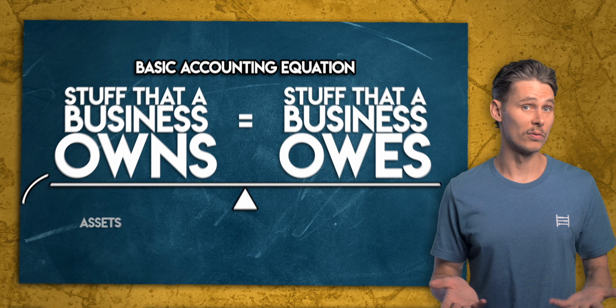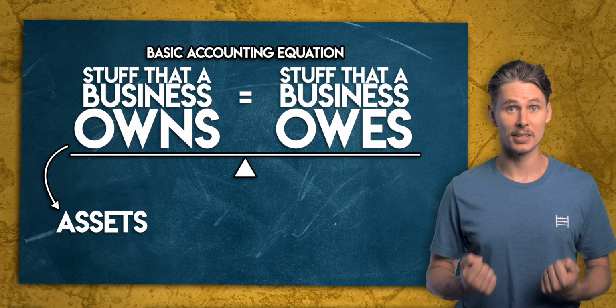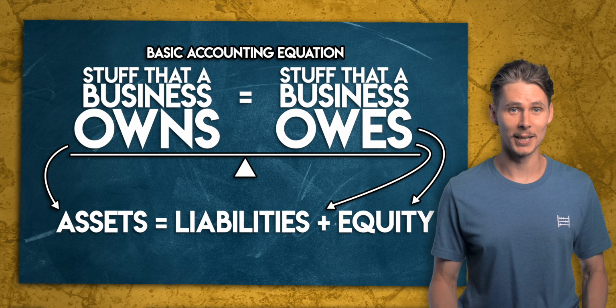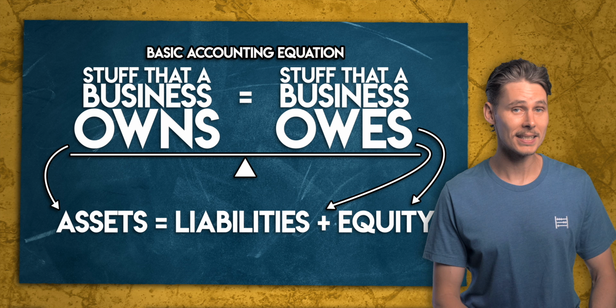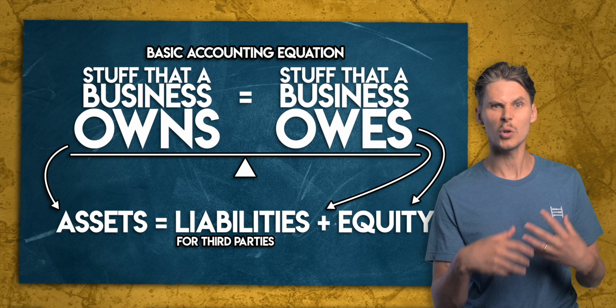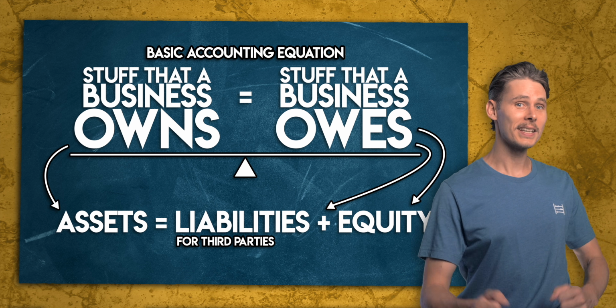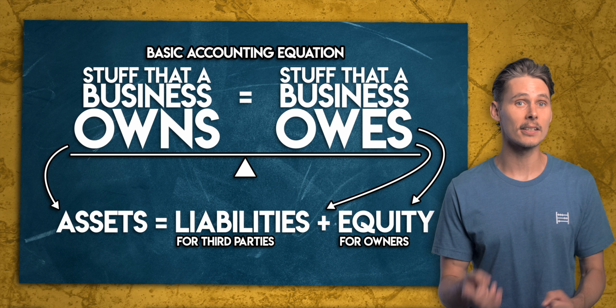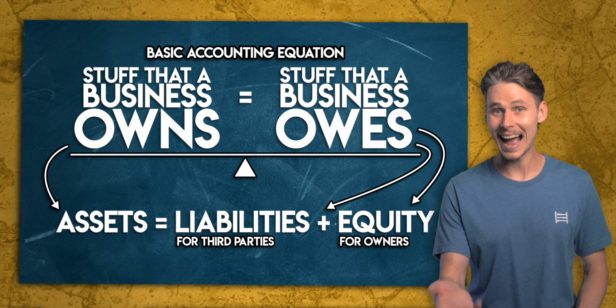A business owns assets. These are resources that have economic value. And it owes liabilities and equity. Liabilities are the stuff that a business owes to third parties. They represent its obligations to external creditors. And equity is the stuff that a business owes to its owners. It represents their claim on the business's net assets.